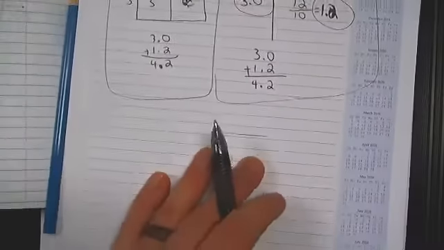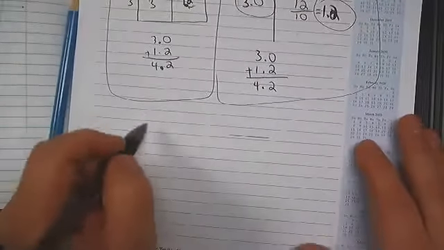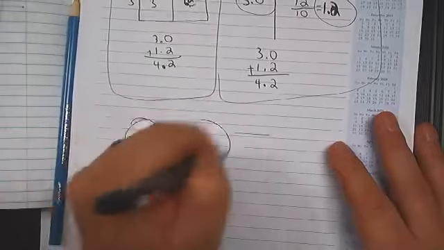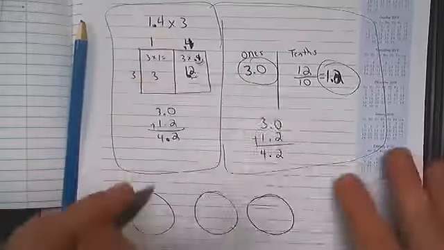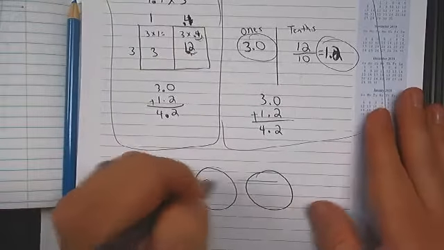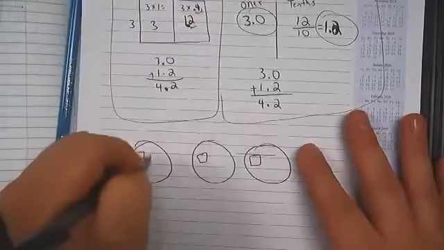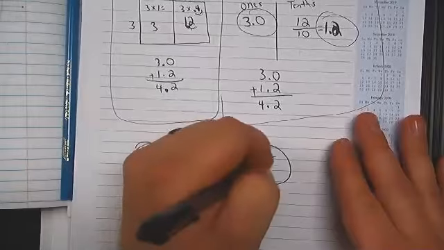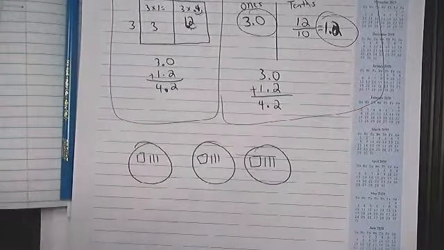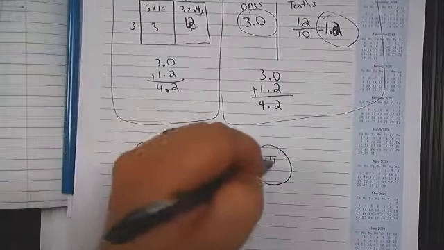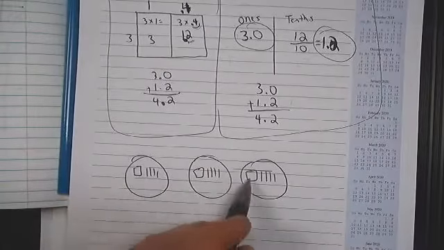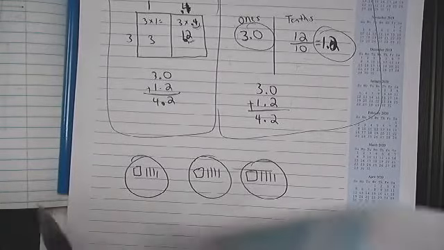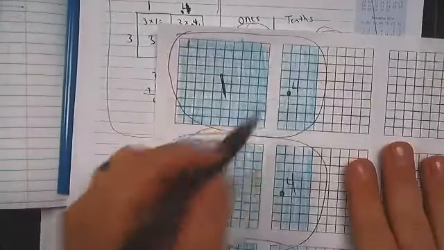Let's just do the pictorial models just to bring it all together. So I have three groups of 1 whole and 4 tenths, right? So 1 whole in each group, 1 whole in each group, 1 whole in each group, and then 4 tenths: 1, 2, 3, 4 in each group. And that's what we just did right here. 1 whole, 1 whole, 1 whole, 4 tenths, 4 tenths, 4 tenths. 1 whole and 4 tenths in each group.